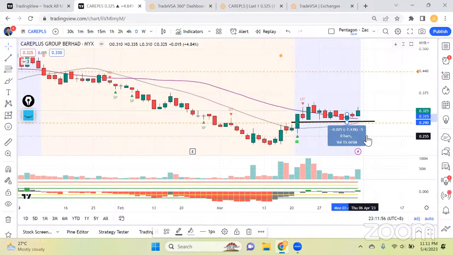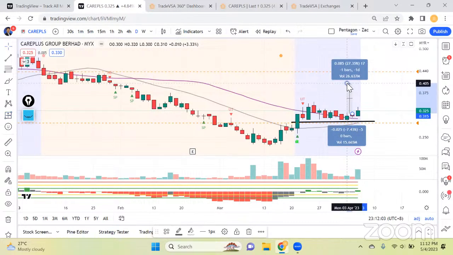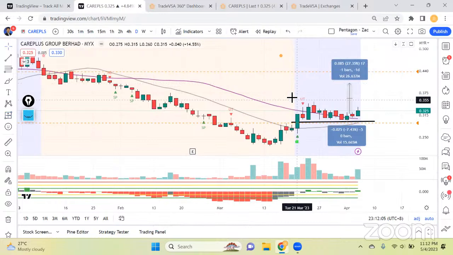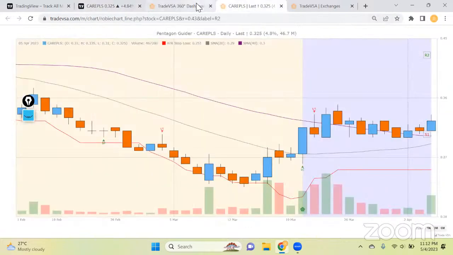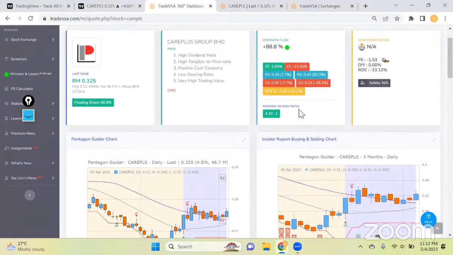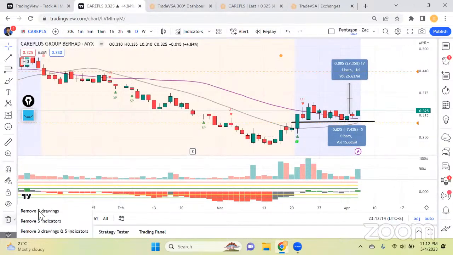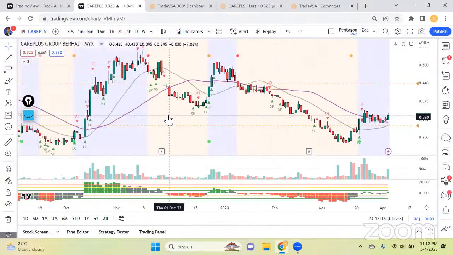Again, on a 10k trade, you risk around 800 ringgit. But to the next resistance, it's around 21%, which I think is worth at least giving a try. So all right, that's a quick one on the two glove counters.